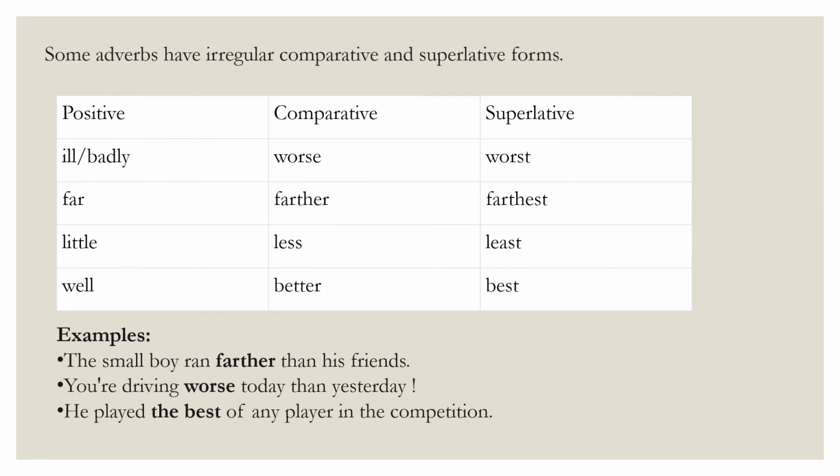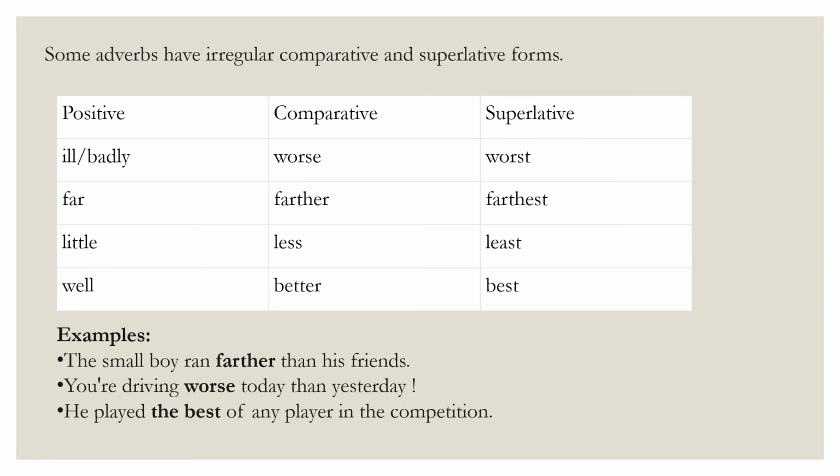Okay, so we have another rule. Now, some adverbs have irregular comparative and superlative forms. You can see the example in front of you. You see positive, comparative, and superlative. You have words there. You have ill and badly. So for these words, the comparative and superlative forms are worse and worst. So you have far, farther, farthest. You have little, less, least. Then you have well, better, best.